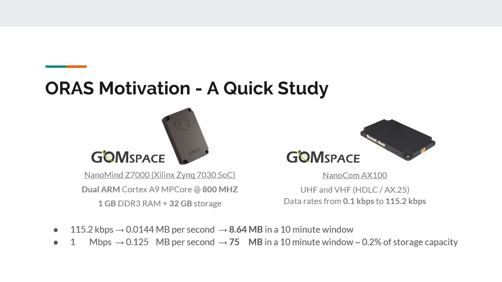But this remarkable increase in performance in terms of storage and processing is unfortunately not seen in communications equipment. Let's go to the subsystem on the right. We are talking about MagNorCom, which is also a very popular CubeSat subsystem working on the UHF and VHF, and we can see that the data rates of these systems range from a few kilobits per second to a few hundred kilobits per second.